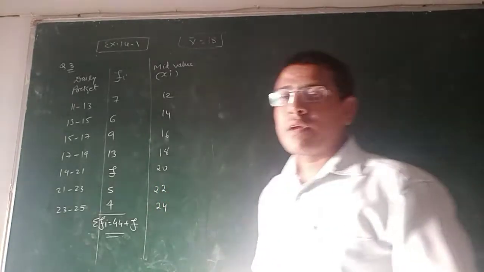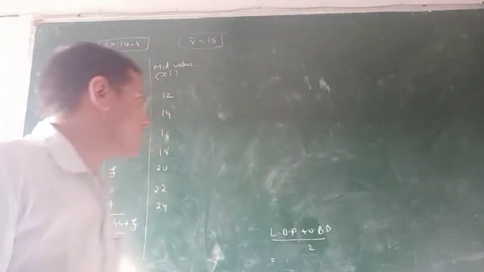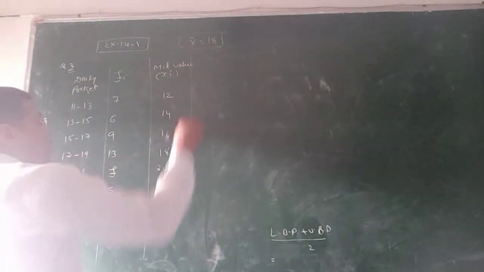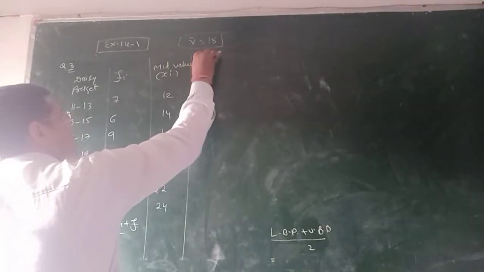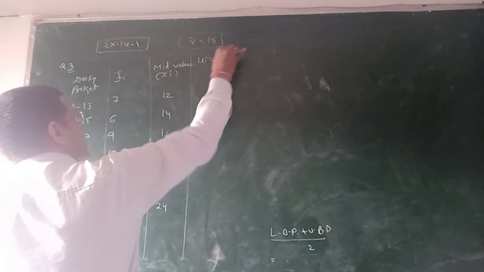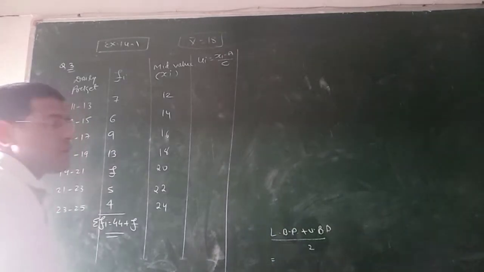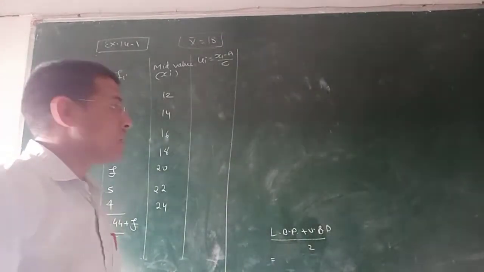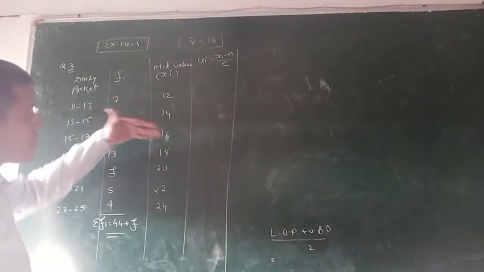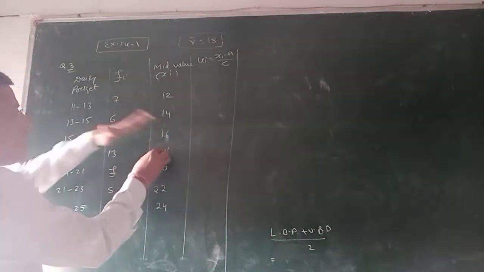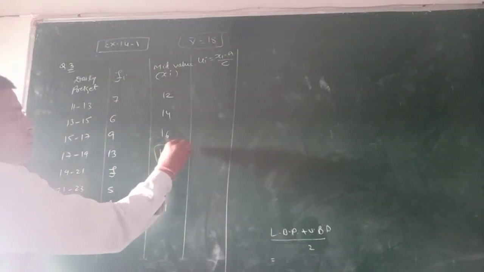Now after calculating the mid value, what is to be done? Now it's time to calculate ui. So ui is xi minus a upon c. Simply what I have told you in previous lectures, if you have odd numbers, then put 3 upper side, 3 lower side, and where it is 18, put a over there.